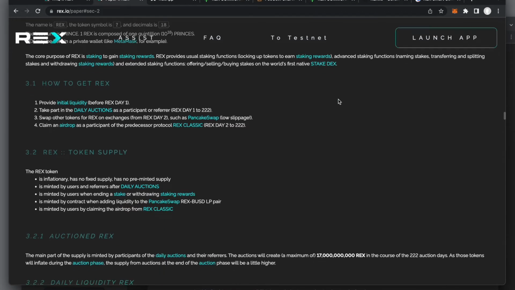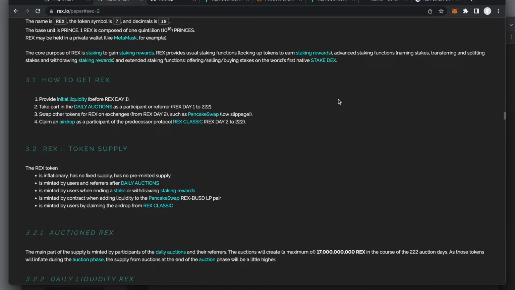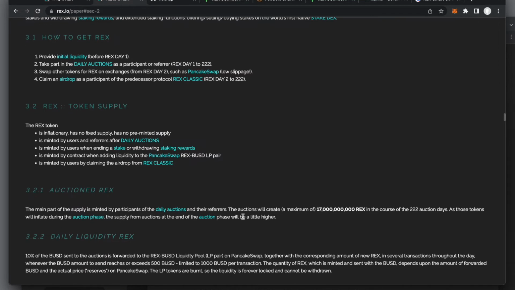Okay, so how to get REX? That's how to get REX. We can get it on testnet. You can get it all of these ways right now. On the mainnet right now, you can put in initial liquidity. That's running already. Auctions have not started yet. PancakeSwap has not started yet, and the airdrop is not available yet. So, so far, of all of these things on the mainnet, all you can do is add liquidity. You can't get any REX yet because the REX won't be minted until July 2nd.